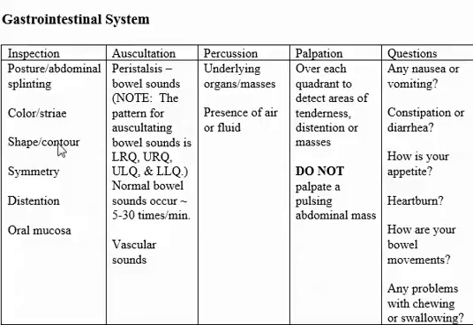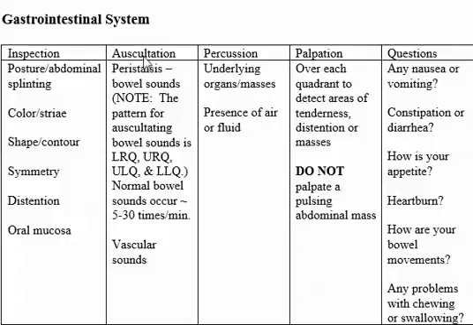You're looking at the shape and the contour of the abdominal cavity, whether there's symmetry. Distension, which would be like a bloating type thing. It can be caused by gas, a tumor, ascites. You could have it full of feces. Okay. The oral mucosa, you want it to be pink and moist. If it's pale, it could be an indication that they have anemia.